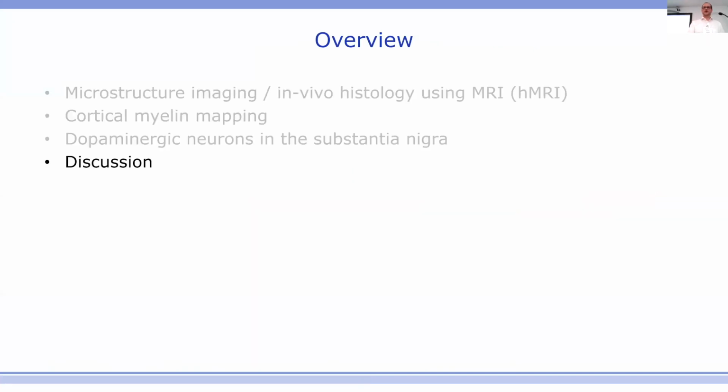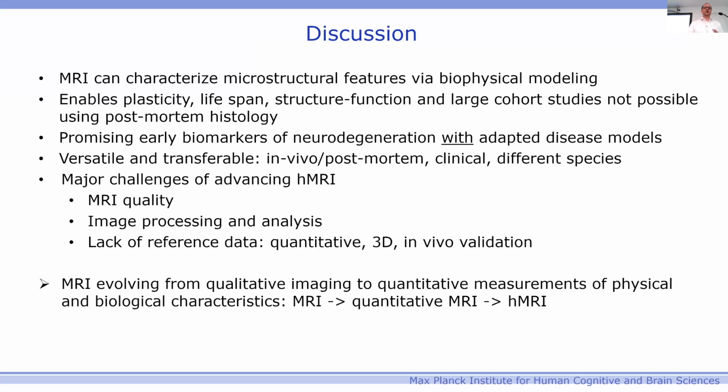Now I'd like to wrap up. I hope I could show you some examples and convince you that using the right biophysical models, you can characterize microstructural features from MRI. This obviously enables you to look at a wide range of applications. For example, we look at plasticity, lifespan development, structure-function relationships. You can look at large cohorts, you can combine it nicely with post-mortem approaches, and you can look at other species. This obviously promises new biomarkers.